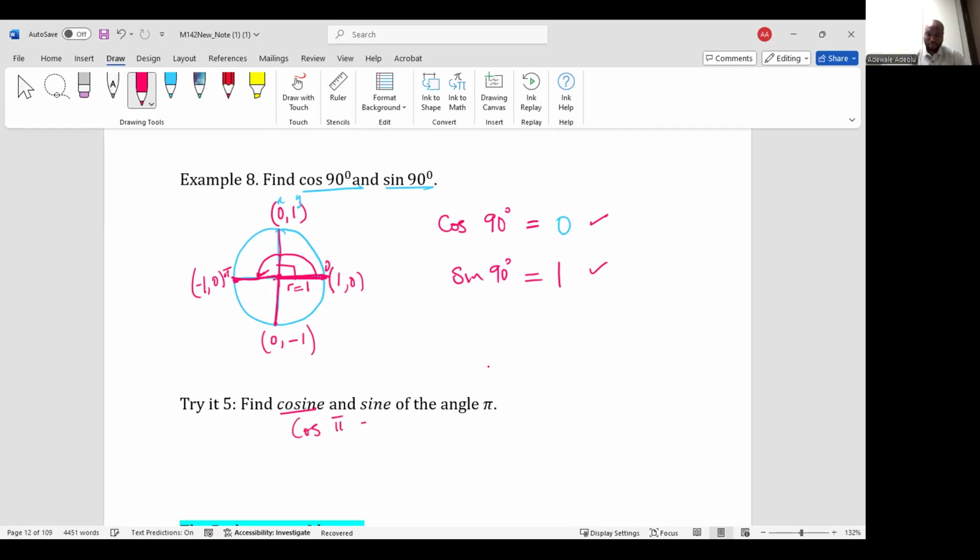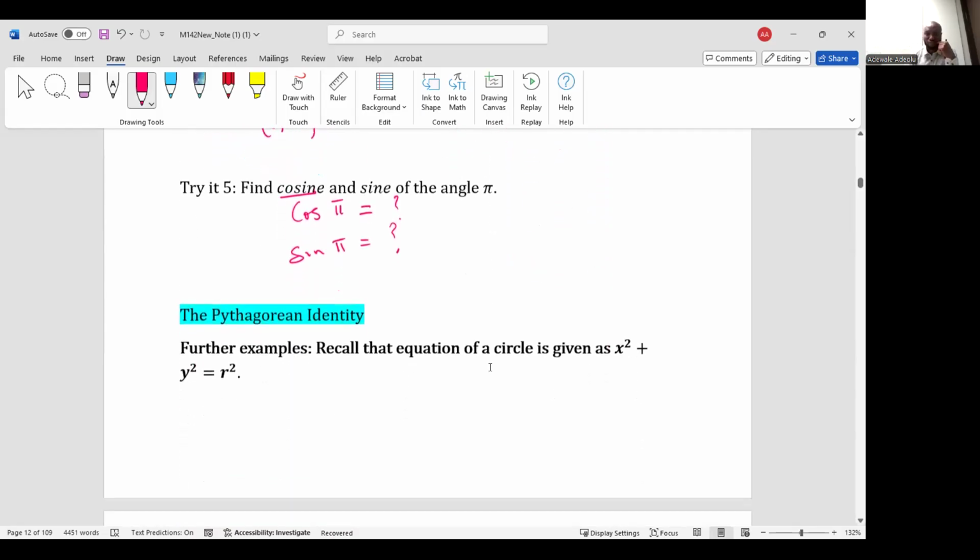Cosine of pi. This is the point, the terminal point. X, y. X is for cosine. So what is cosine of pi? You see. What is sine of pi? That is the y component of that. So recall that.